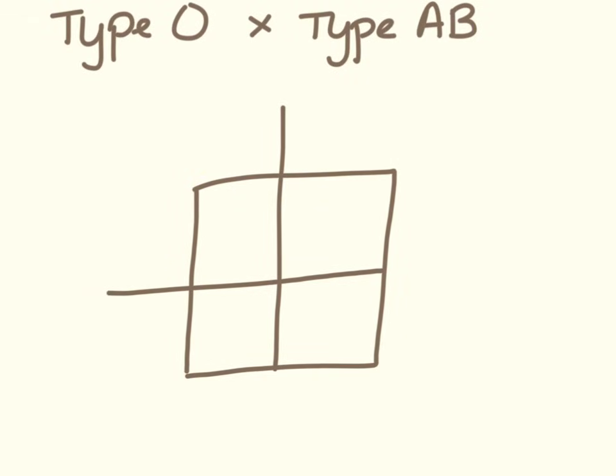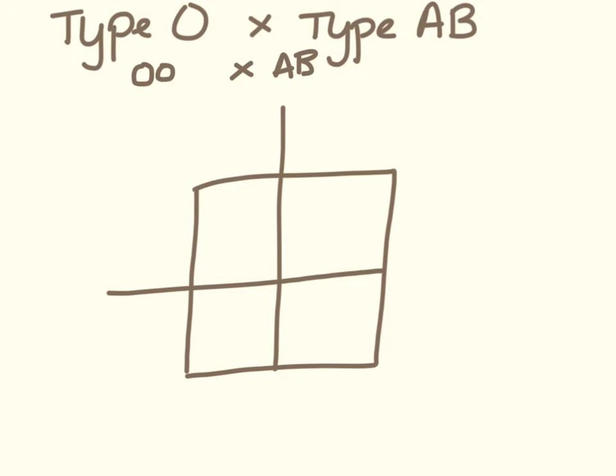So if we look at our first problem, we're going to cross a type O individual with a type AB individual. So we know type O, both recessive, so it is going to be symbolized by lowercase o, lowercase o. And our other parent, they have an AB, so they will have both A and B.